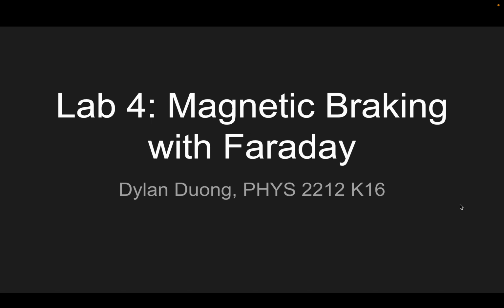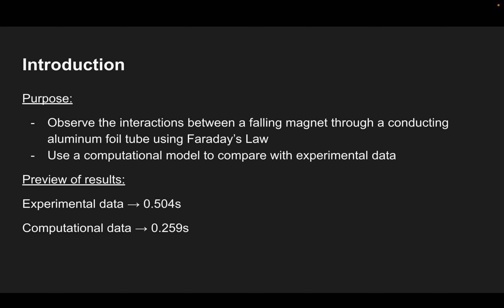Today we'll be discussing Lab 4, Magnetic Braking with Faraday. So the purpose of this lab is to observe the interactions between a falling magnet through a conducting aluminum foil tube using Faraday's law, and use a computational model to compare with our experimental data.